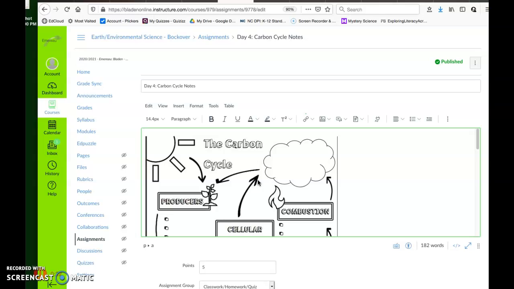And now we're going to talk about the carbon cycle, which is going to be vital in understanding the greenhouse gases and greenhouse gas effect, and then later climate change in general. So today is dedicated all to the carbon cycle.